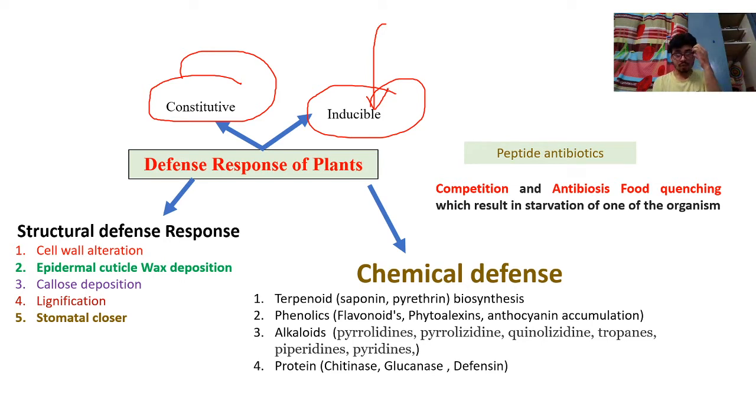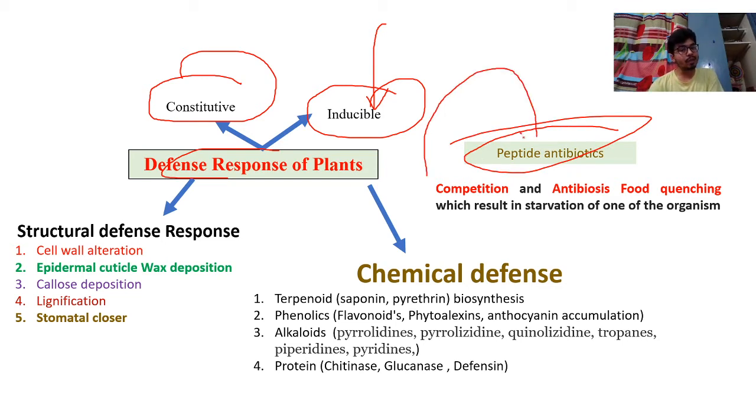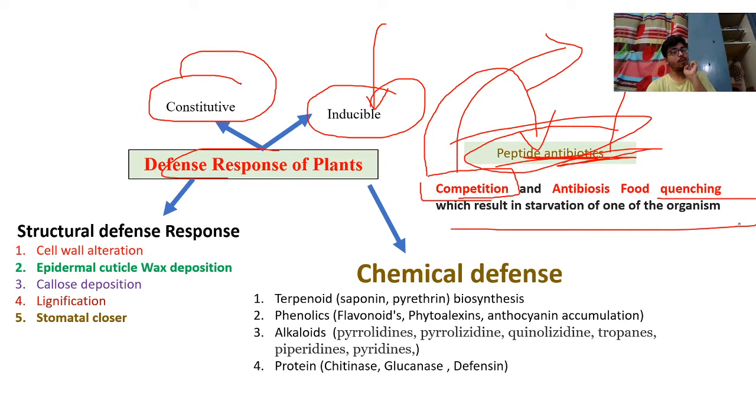Now how do these microorganisms, bacteria or viruses or any pathogens, respond? Sometimes the plant produces peptide antibiotics. So by these antibiotics, bacteria can be killed, or there is a competition between the plant and the pathogen. So who will win? This is again a race. Antibiosis and food quenching are really very important.